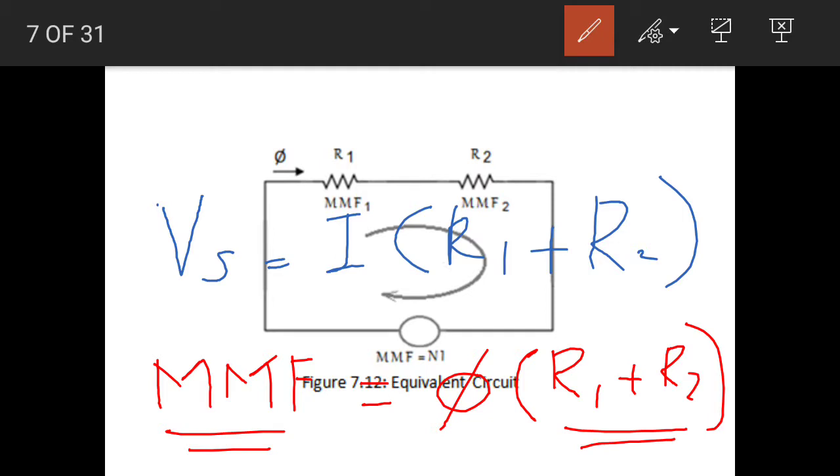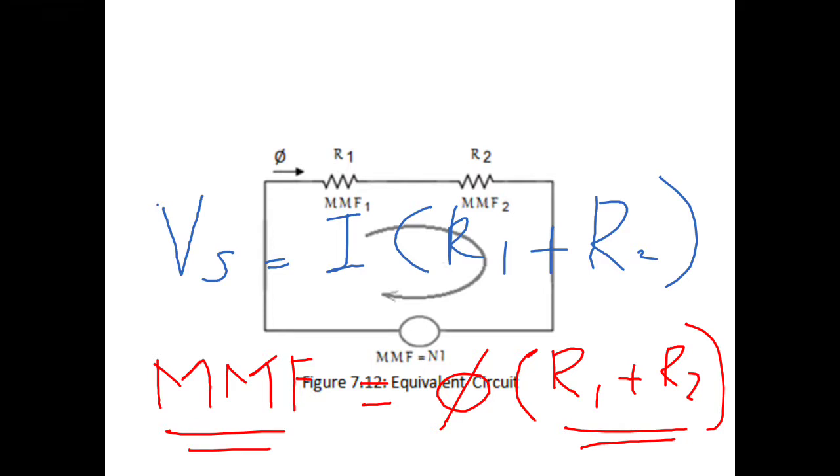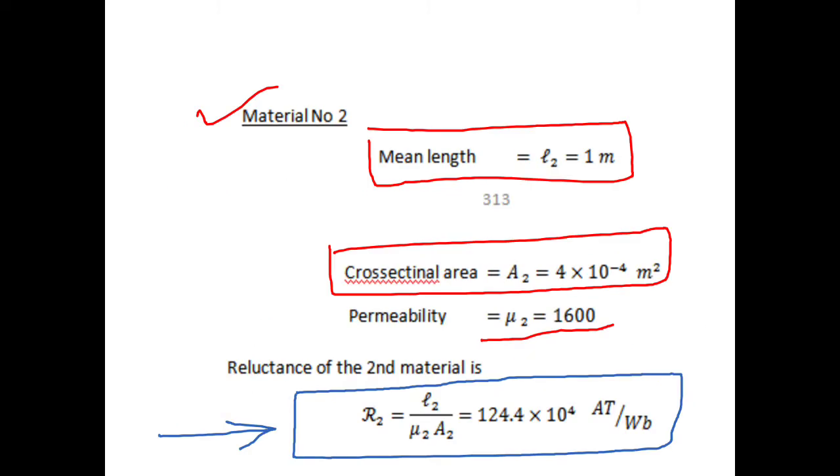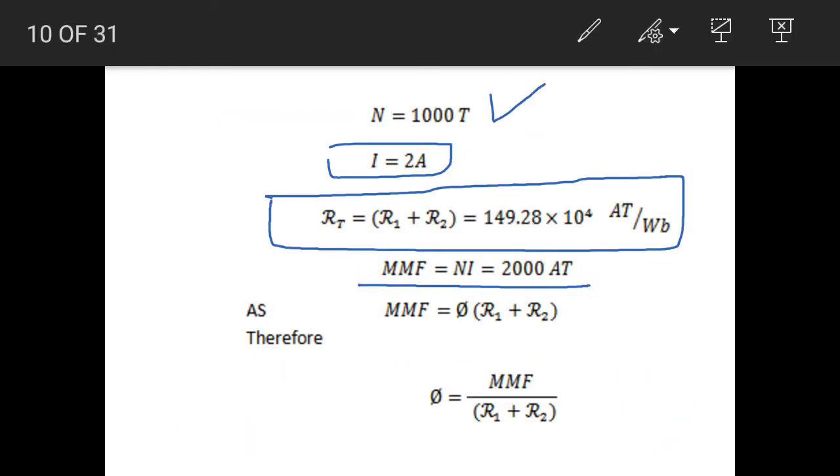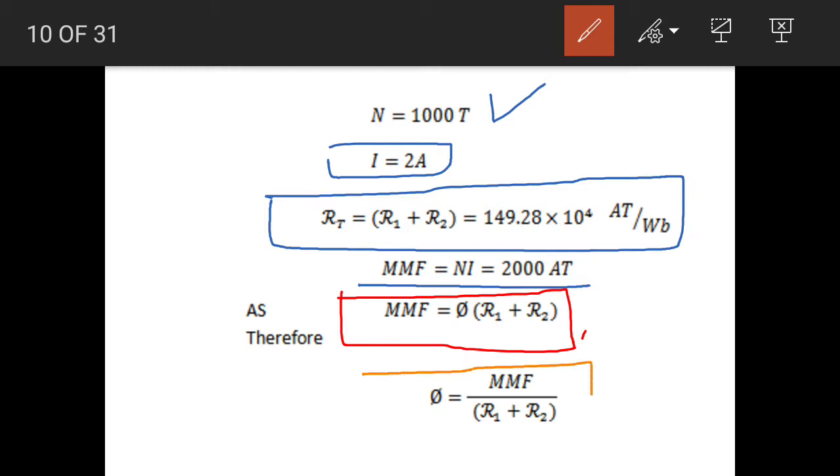So we can calculate the total magnetic flux in this series magnetic circuit with the help of this particular equation. Let us consider this equation over here. The MMF in this particular circuit will be equal to phi into R1 plus R2, and phi will be equal to MMF over R1 plus R2. We have already calculated MMF, which is 2000 ampere turns, and R1 plus R2, which is 149.28 into 10 raised to power 4.